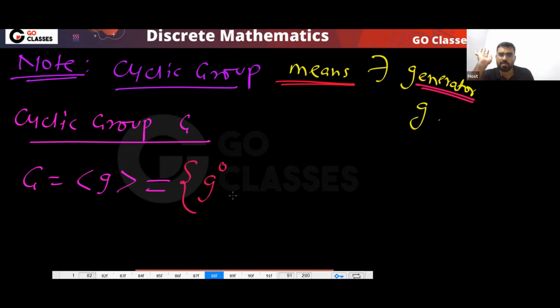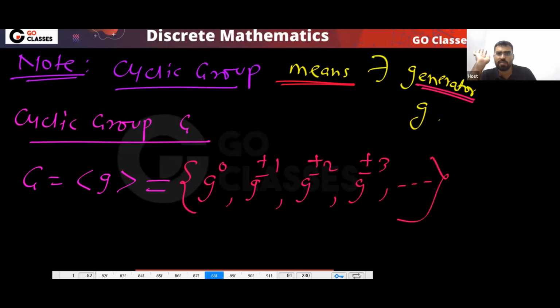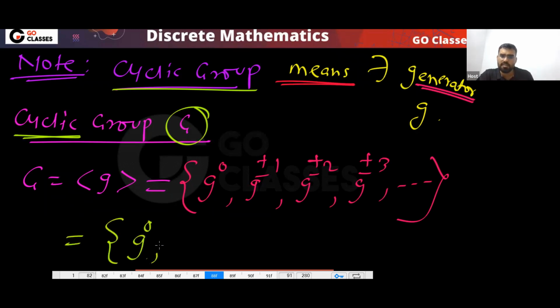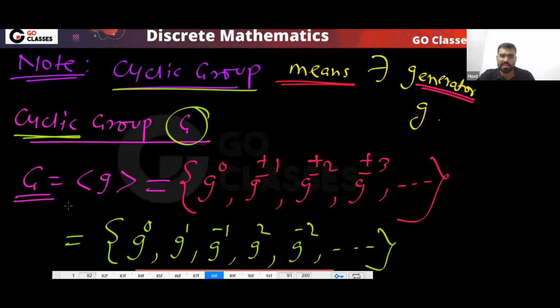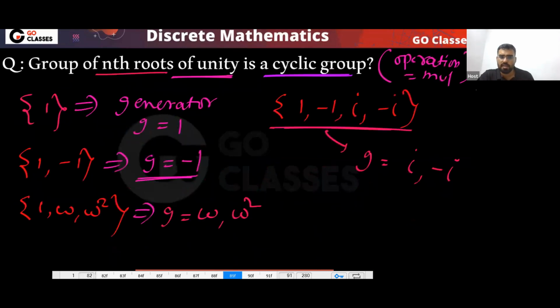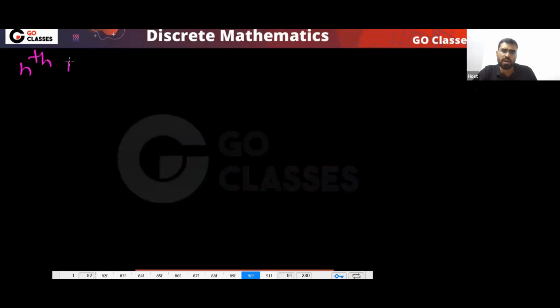So I can say G power 0, G power plus minus 1, G power plus minus 2, G power plus minus 3, and so on. So every element can be generated by G. This is how you can write every cyclic group. So remember, this is the definition. If you have a cyclic group G, then it will look like this, because every element can be generated by this generator. This is how this cyclic group will look. Okay, is this clear?